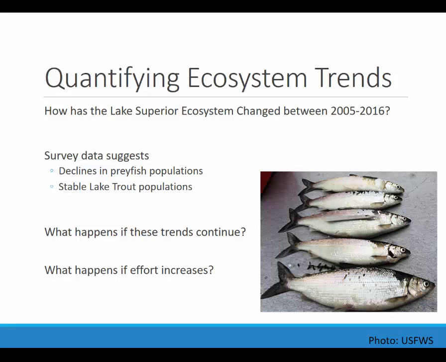So with this model, we're really interested in quantifying the ecosystem trends and to ask how has the Lake Superior ecosystem changed between 2005 and 2016. Like I said, the survey data and a lot of the presentations we've seen so far suggest that we've seen declines in the prey fish community, and we've seen relatively stable lake trout populations. So what happens if these trends continue? And alternatively, what happens if some of this effort actually increases?